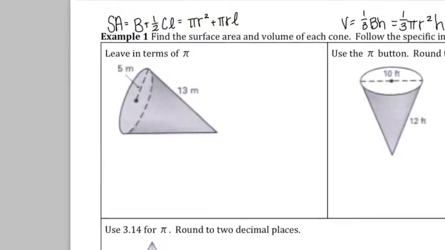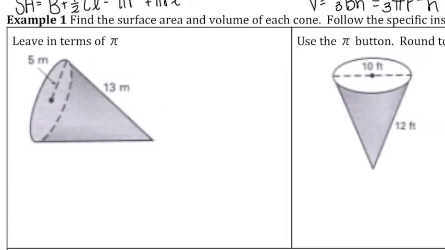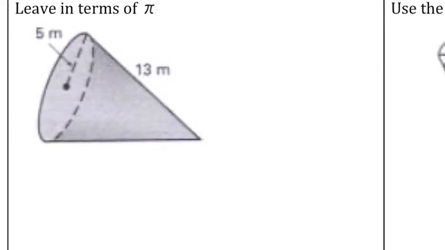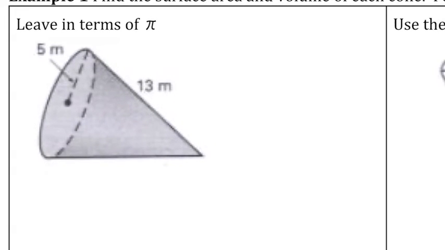So I've got my formulas written up at the top. For this first example, we're going to find the surface area and volume of each cone, but we need to follow the specific instructions for each one. So in example 1, it says to leave in terms of pi. So that means we need to multiply all the numbers around it, and then we'll come back and find pi.